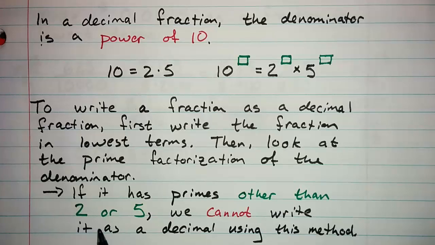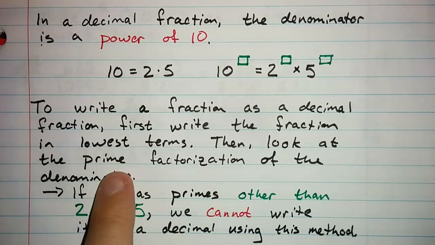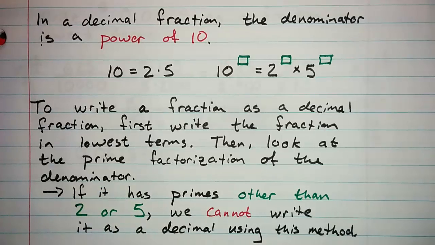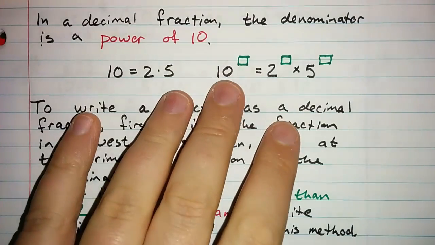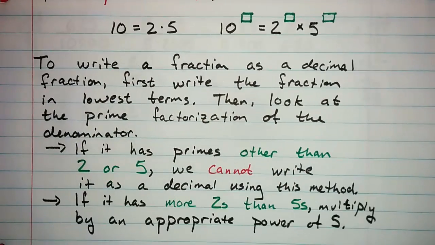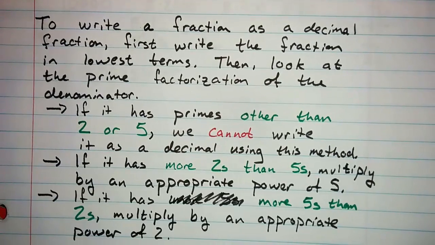If it contains primes other than 2 or 5, we can't write this fraction as a decimal using this method. So the prime factorization of our denominator has to contain only the prime numbers 2 and 5, which are the factors of a power of 10. If the prime factorization of our denominator has more 2's than 5's, we'll multiply by an appropriate power of 5. If, on the other hand, it has more 5's than 2's, we'll multiply by an appropriate power of 2. All right, let's see an example.